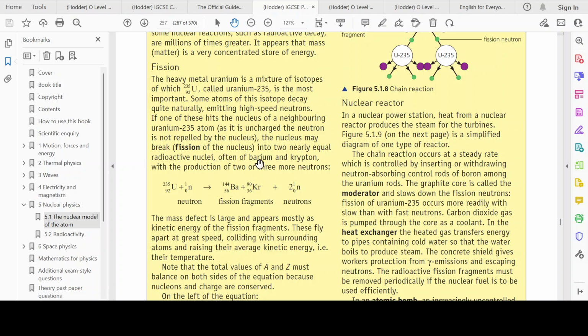Often they form barium and krypton. So uranium 235 splits and forms two different elements. It forms two new nuclei, right? And those are barium and krypton. And both of these are radioactive as well, and that releases two or three more neutrons.